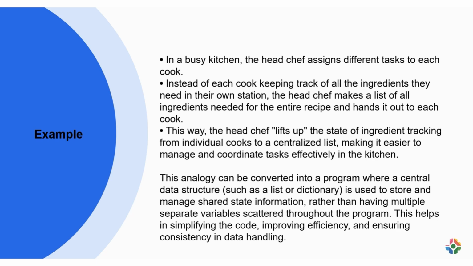This analogy can be converted into a program where a central data structure, such as a list or dictionary, is used to store and manage shared state information, rather than having multiple separate variables scattered throughout the program. This helps in simplifying the code, improving efficiency, and ensuring consistency in data handling.